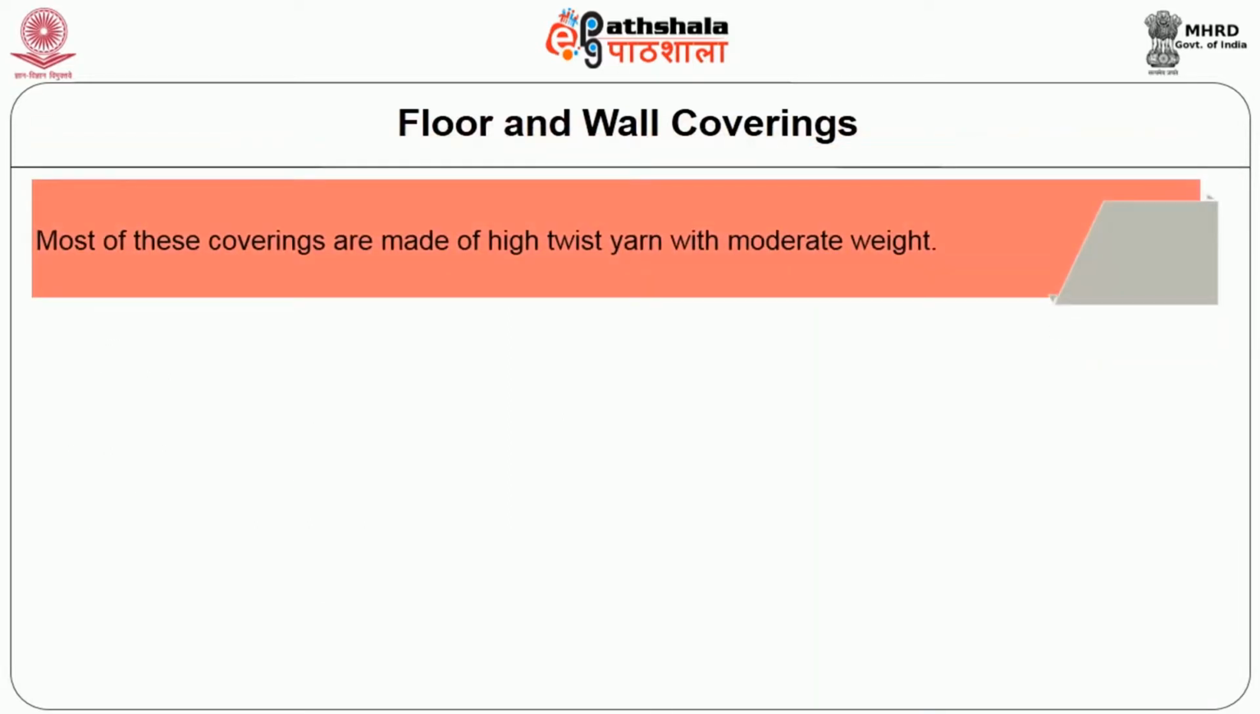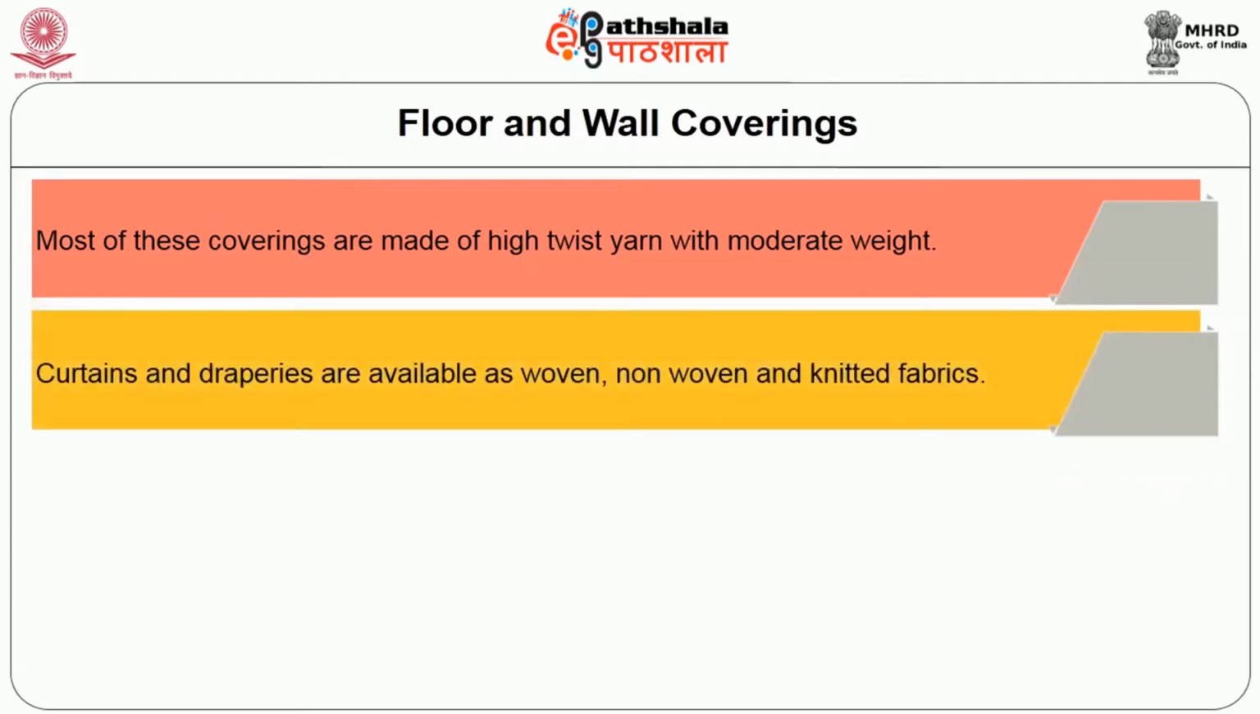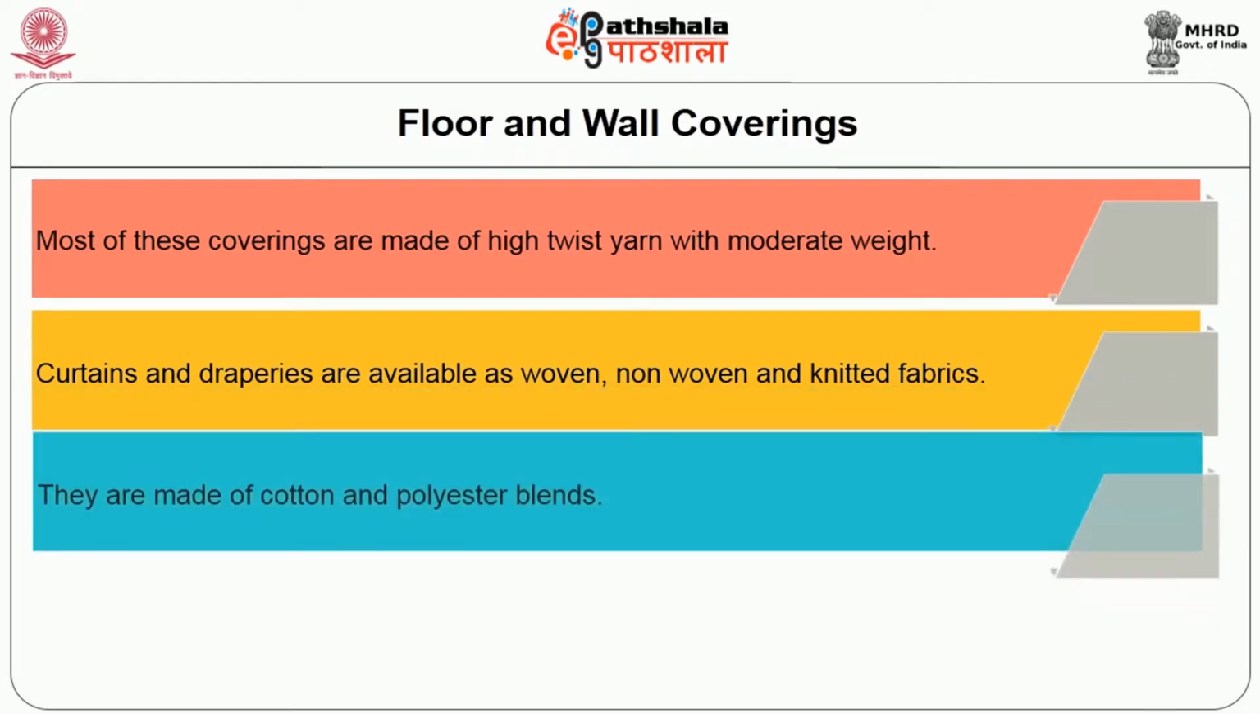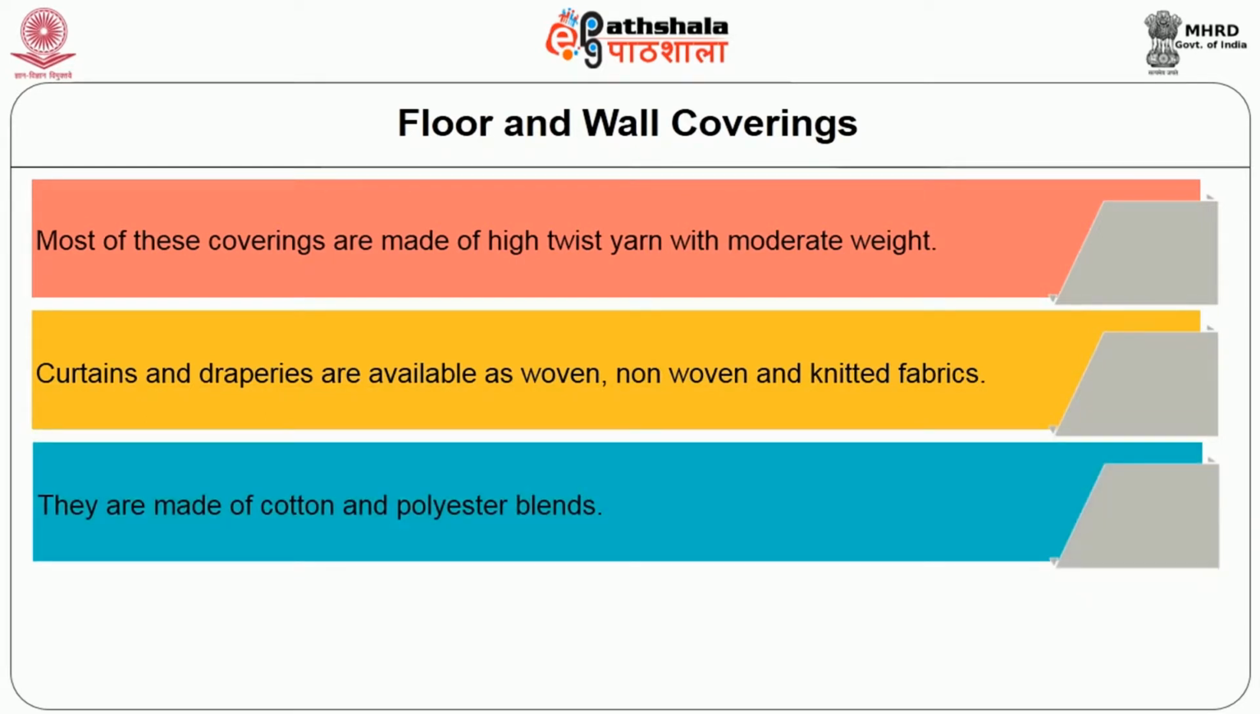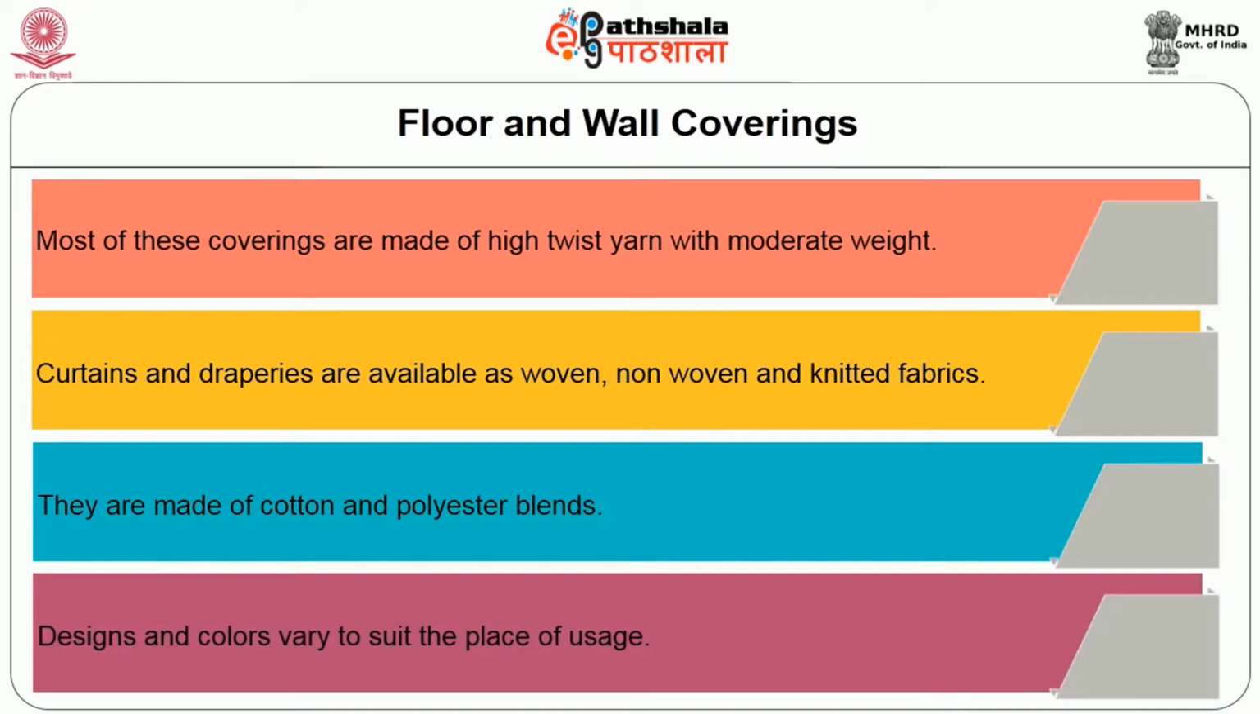Most of these coverings are made of high twist yarns with moderate weight. Curtains and draperies are available as woven, non-woven and knitted fabric. Usually they are made of cotton and polyester blend. Their designs and colors vary to suit the place of usage.